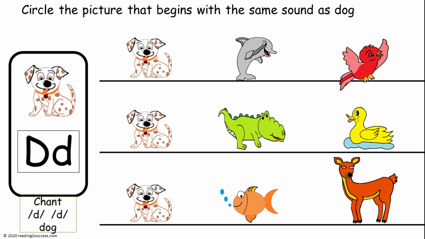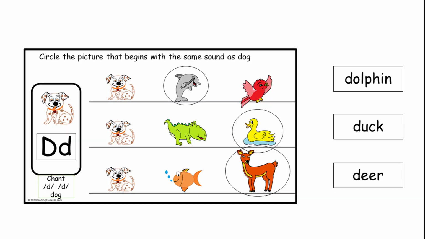In the first row, we have a D, D, dolphin and a B, B, bird. In the second row, we have an alligator and a D, D, duck. And in the third row, we have a fish and a D, D, deer. The answers are dolphin, duck, and deer.